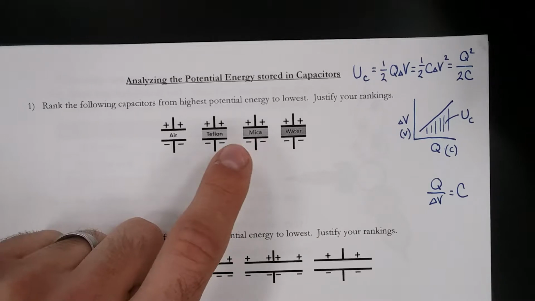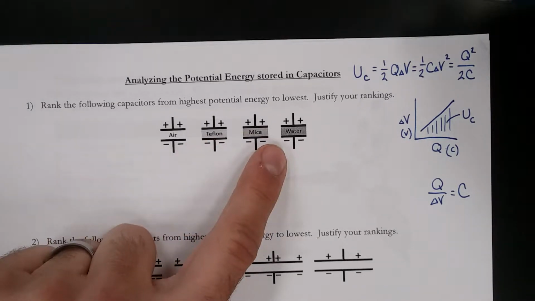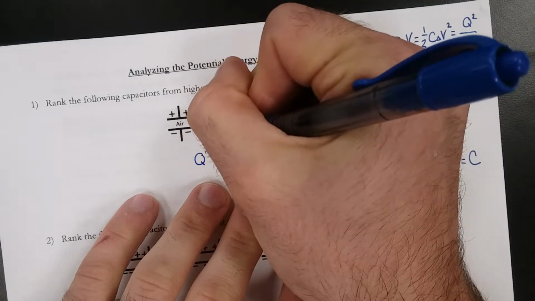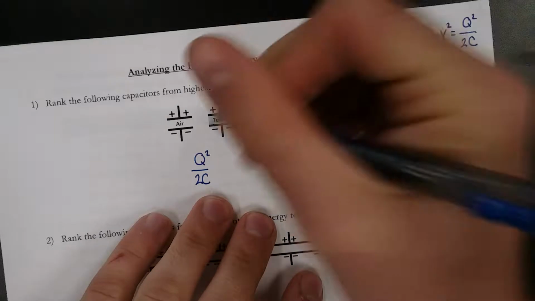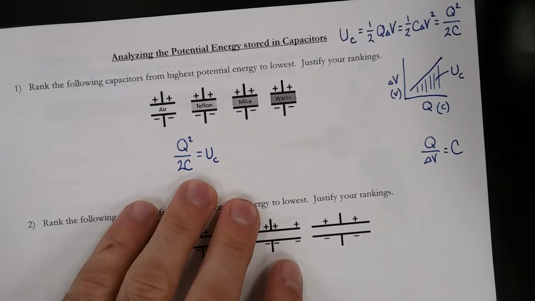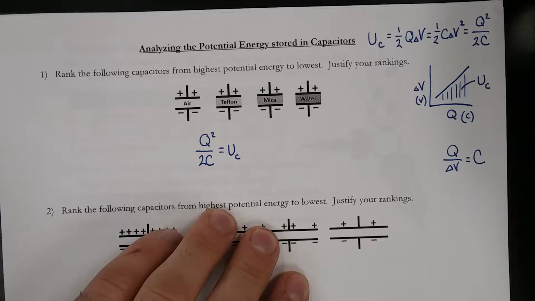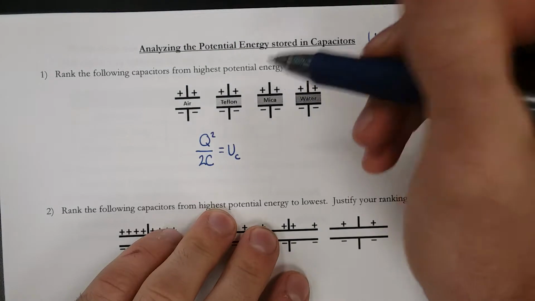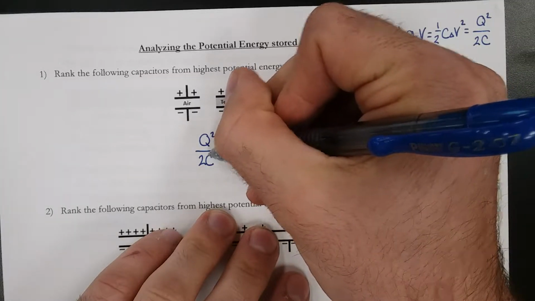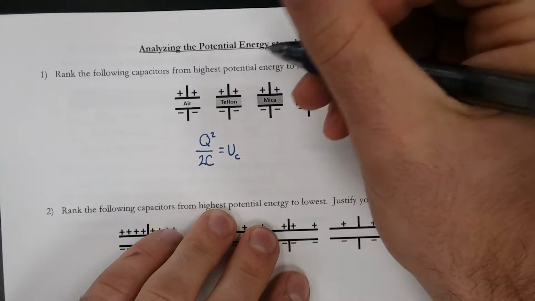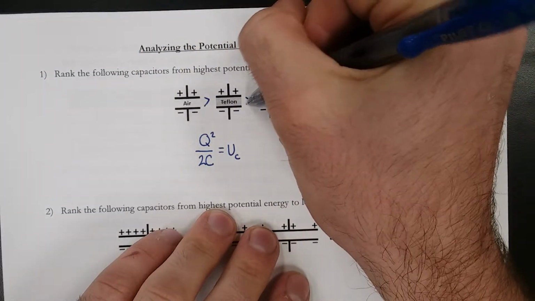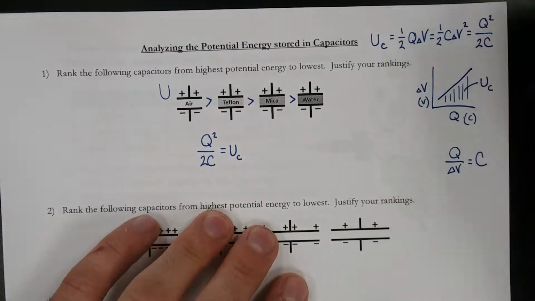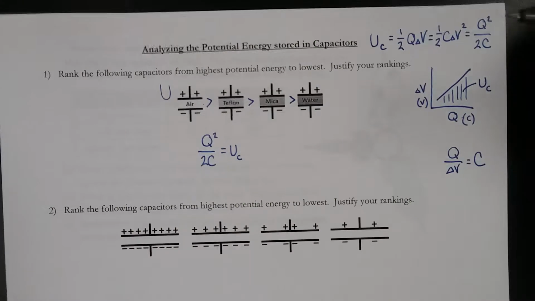So looking at this first one, it looks like they all have the same Q, but they have different C's. That leads me to say Q squared over 2C equals U sub C is the best way to justify it. And therefore, since they all have the same charge, same pluses, same minuses, the one with the most capacitance will have the least potential energy. So they rank like this: this one has the most and this one has the least.